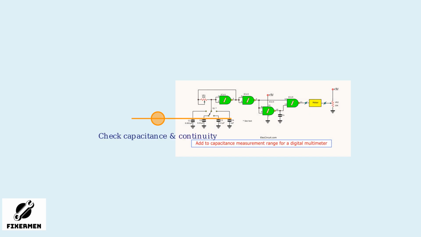Begin troubleshooting by disconnecting power and visually inspecting the capacitor for bulging or leaks. Use a multimeter to check the capacitor's capacitance and the fan motor windings for continuity. If the capacitor is faulty, replace it with an OEM part, ensuring the voltage and capacitance ratings match.